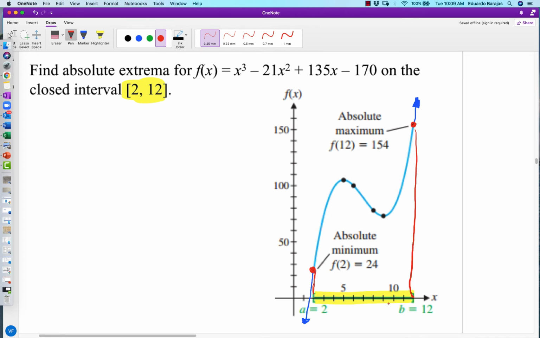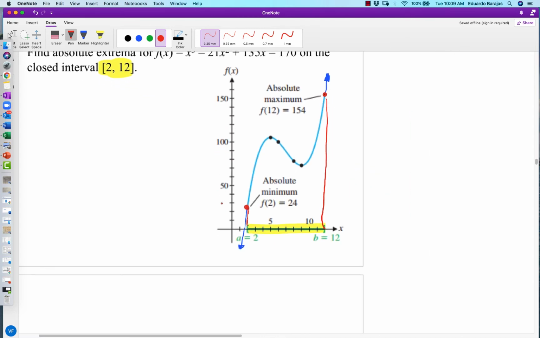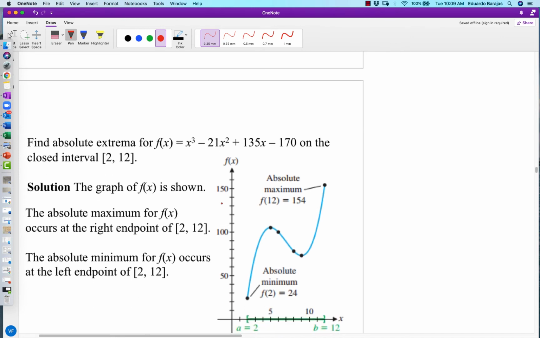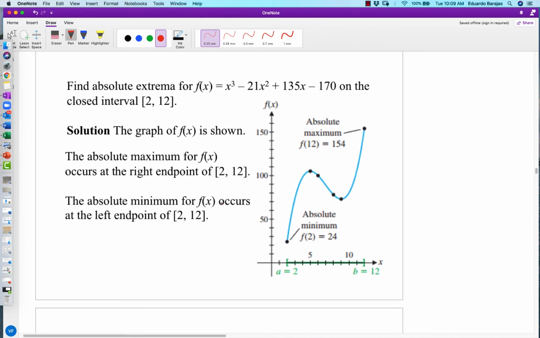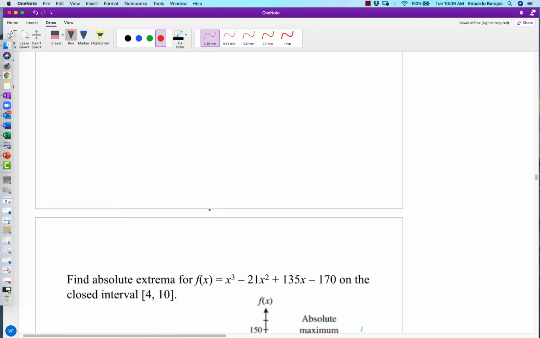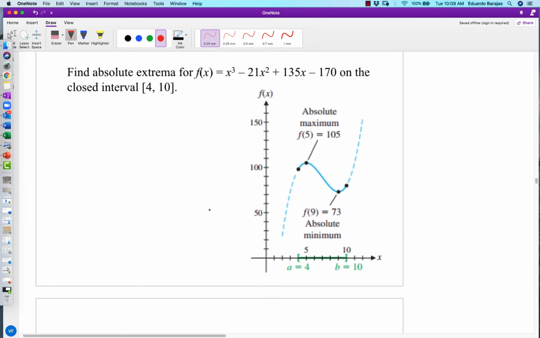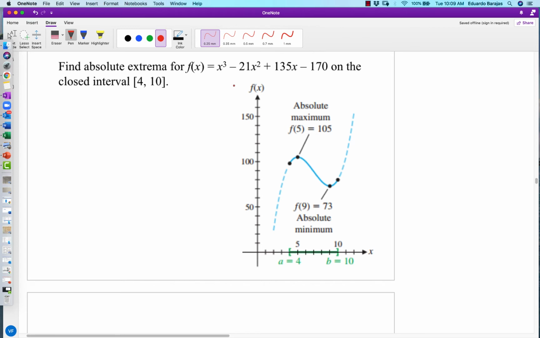Again, so far we're just answering these questions based on the picture. We'll deal with the equations in a little bit. Okay, now notice that if we change the interval to go from 4 to 10, so instead of 2 to 12, it goes from 4 to 10, we just change the interval, keep the same equation, then our answers will change a little bit.